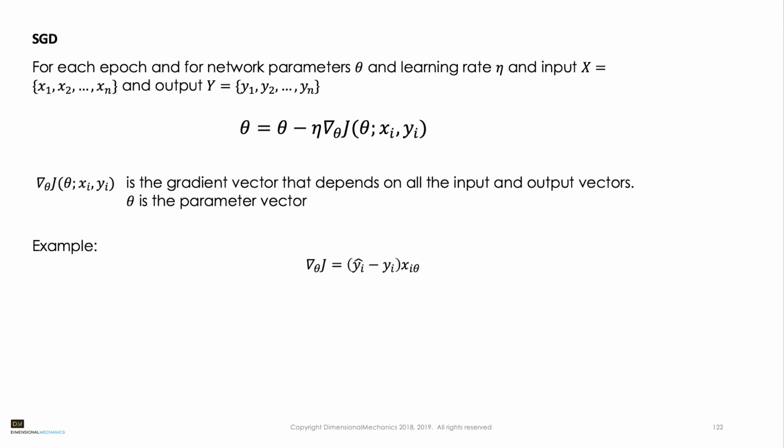Stochastic gradient descent is where you don't do the average, you just look at every single value. Every time you calculate the delta J based on the thetas, you calculate it one at a time. This is obviously going to be very time consuming because you're going through every single one by one.